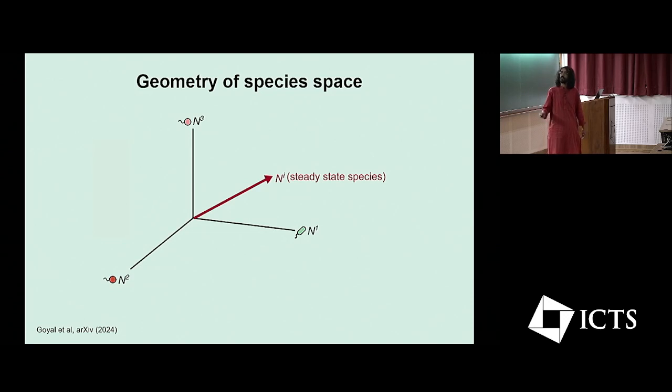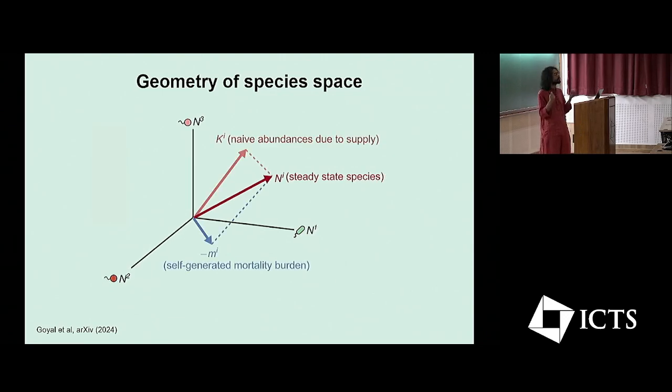Just in the last minute that I have left, I'll tell you what the geometry of these solutions looks like. One way to understand the geometry of species space is that in this species abundance space, where each axis represents how much species 1, 2, and 3 respond by in their abundance, that's really composed as a vector sum of 2 things. One is a composite vector, which tells you how much the effect comes from supply. The other one tells you how much you would die by because of changes in the effective mortality rate.